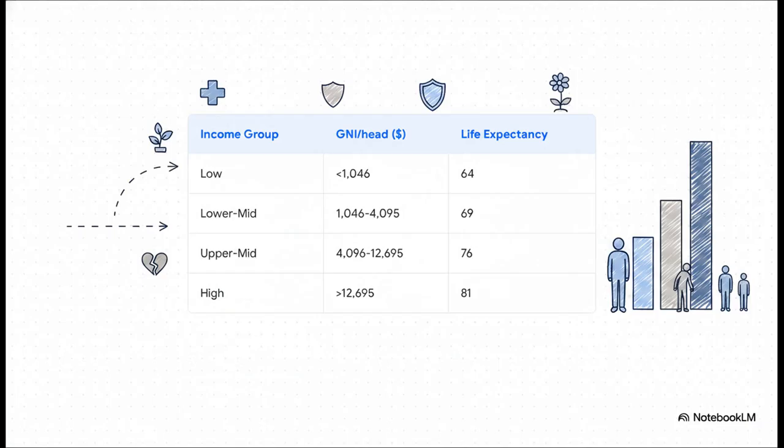The World Bank breaks countries down by gross national income per head, and the correlation with survival is undeniable. Life expectancy drops steadily, going from 81 years in high-income nations down to just 64 years in low-income nations. It is a perfect, though tragic, illustration of how macroeconomic underlying causes completely dictate individual health outcomes.